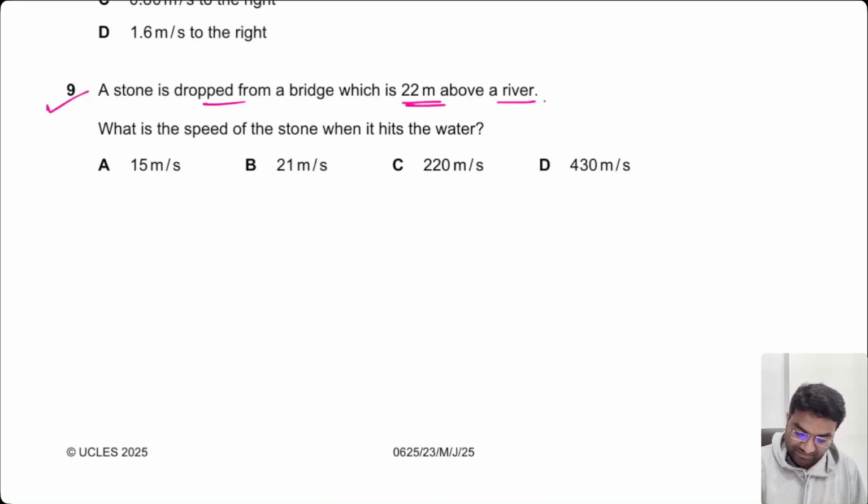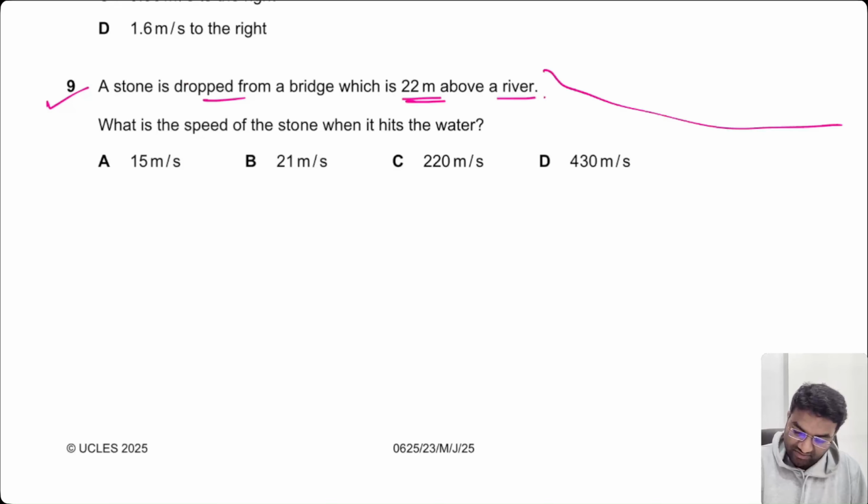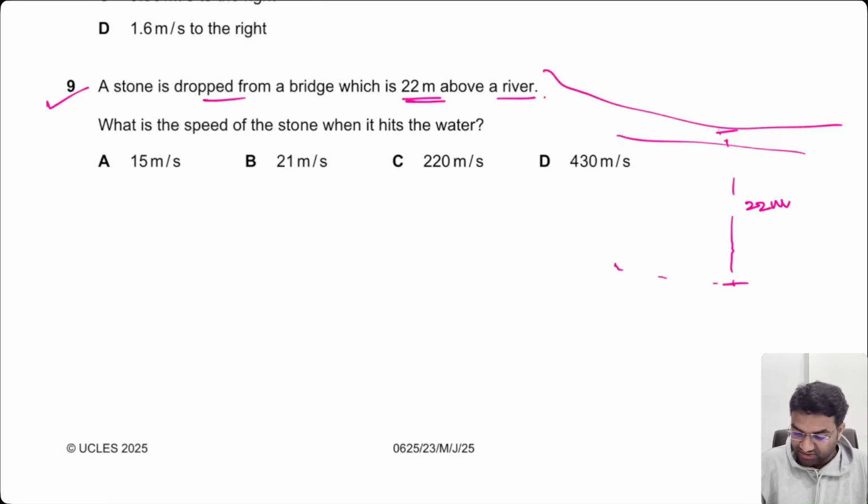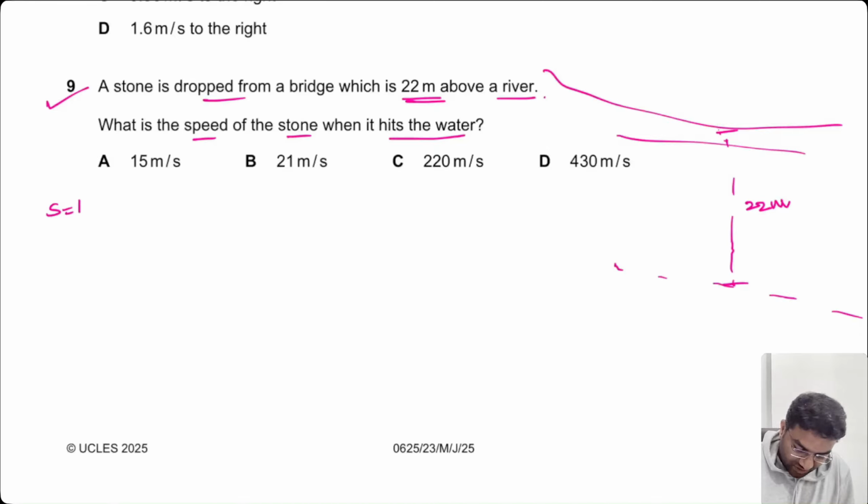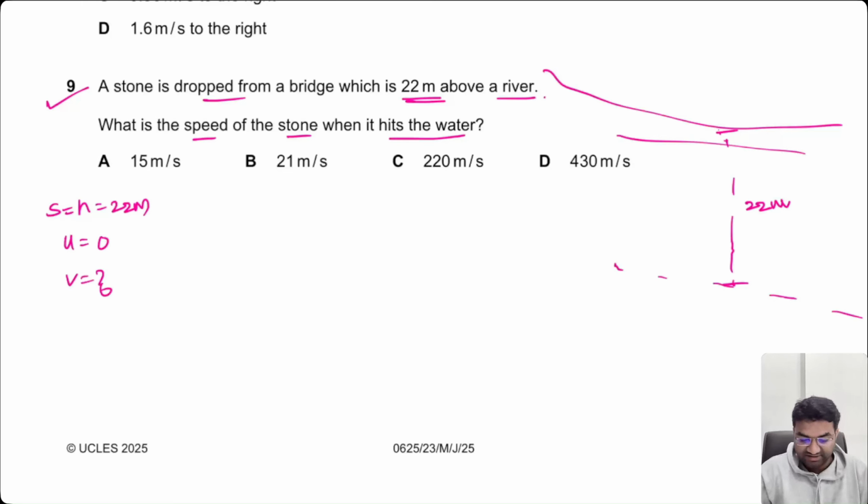Fine. So this is, let's say, the bridge, and the 22 meter here is above the river, right? Then what is the speed of the stone when it hits the water? So they are asking us to calculate the final velocity. So s is equal to h is equal to 22 meter. Then, are they talking about anything about the initial speed? No. So initial velocity is 0. Then the final velocity they are asking us to calculate, isn't it?